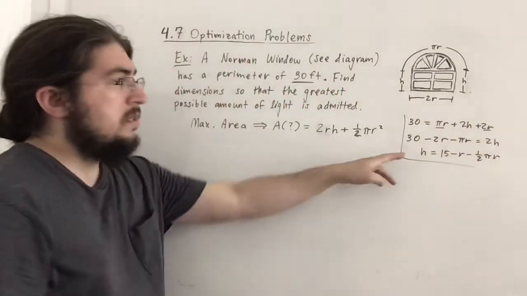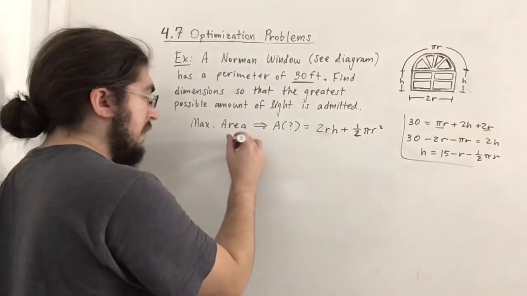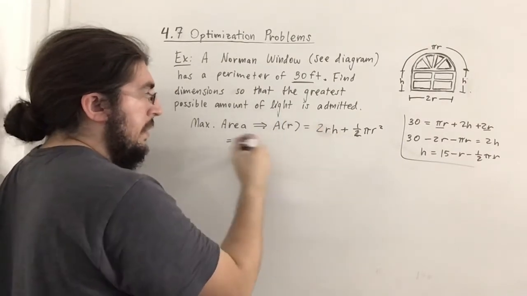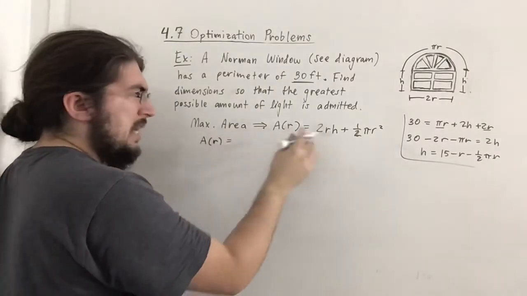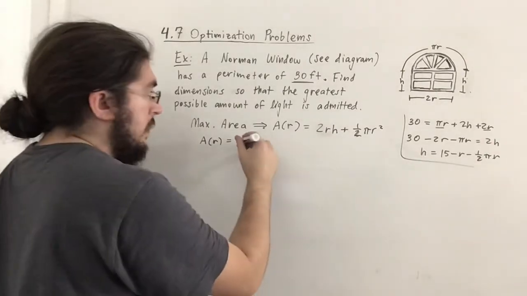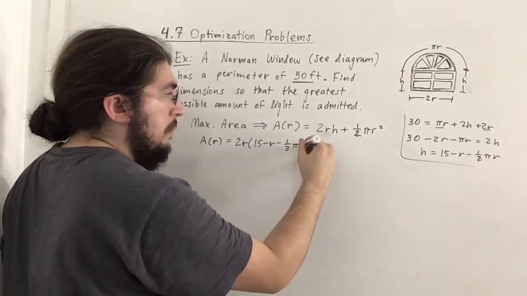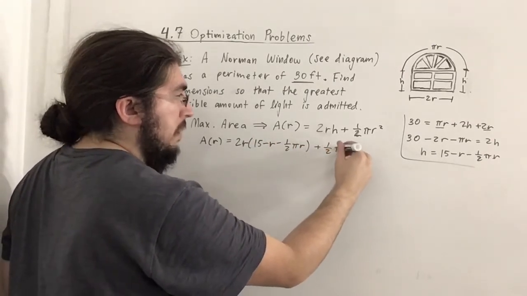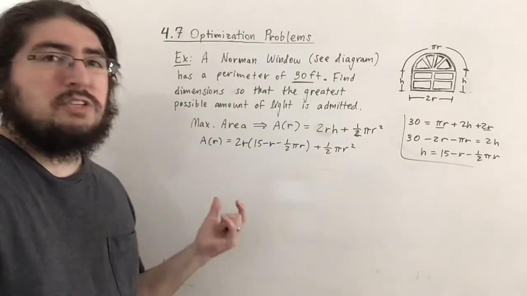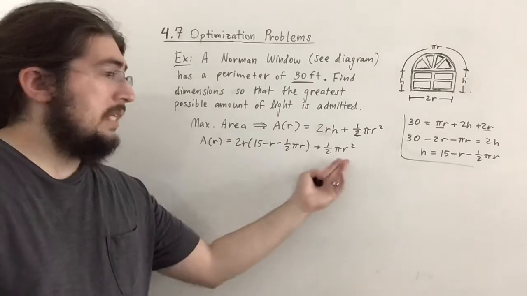Perfect. So now we can use this to replace h with something in terms of r. It's looking kind of ugly, but now we can see that A is going to be completely in terms of r. So A of r, it's not clear at this point though because it's in terms of r and h. But now we have this relationship in mind. So now we know that this is 2r times h, which is 15 minus r minus 1/2 pi r, plus 1/2 pi r squared. Now again, this looks a little weird, but as it turns out, this isn't too bad. Because these are only terms in r. When you distribute, you get r squared, and that's an r squared.